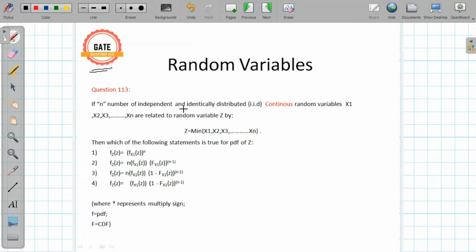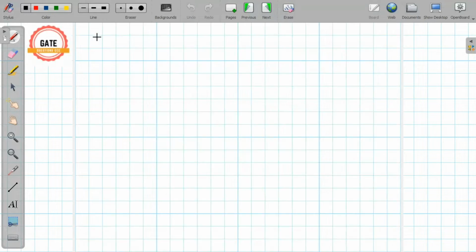If n number of independent and identically distributed (i.i.d.) continuous random variables x1, x2, x3 up to xn are related to random variable z by z is equal to minimum of x1, x2, x3 up to xn, then which of the following statements is true for the PDF of Z? So let's see how to solve this question.